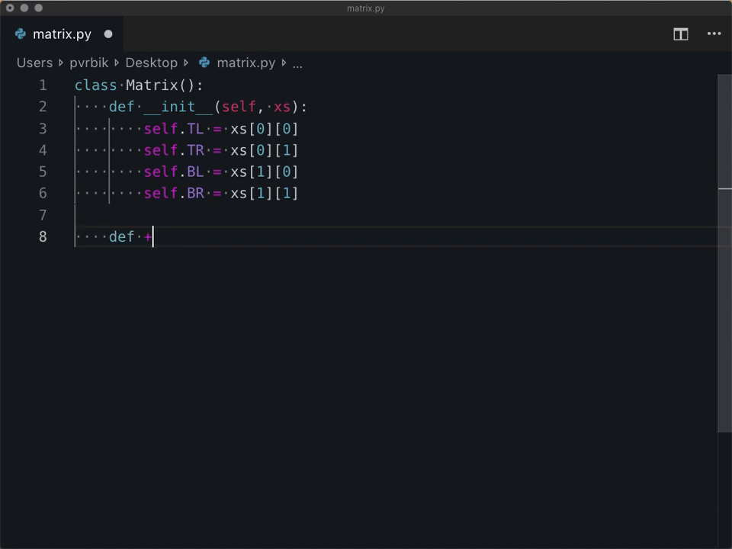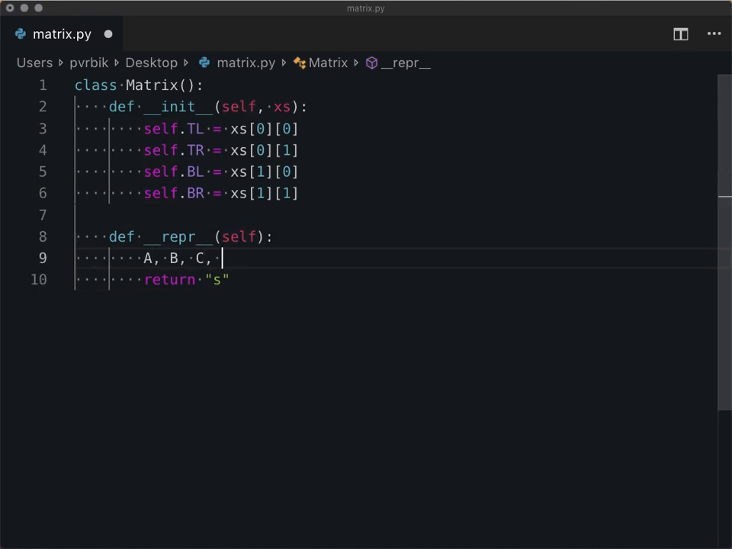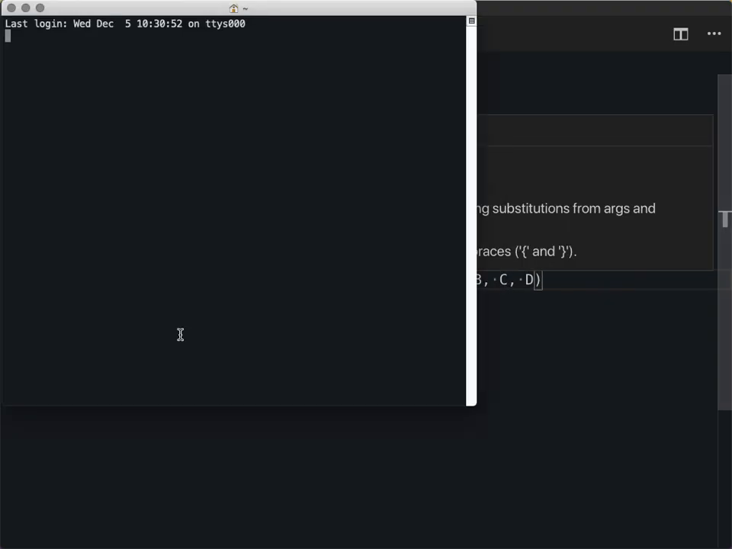Let's write a representation so we can look at this. That takes self. This is a magic method. So how do you want to print this? I think I basically want to do something like, okay, let's see, self dot a, b, c, d is equal to self dot tl, self dot, I'm going to use this line a lot because I hate writing these selves, br. Okay, so I want to return something that looks matrix-y. Right, so maybe I'll do A, then a tab, then B, then a new line, then C, and a tab, and then D. A, B, C, D. Okay, so let's see how this looks.